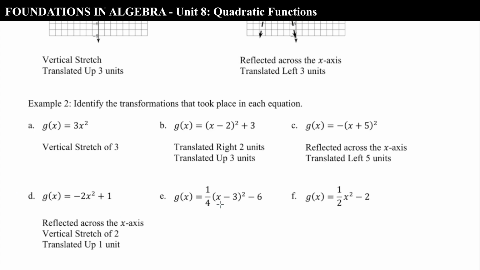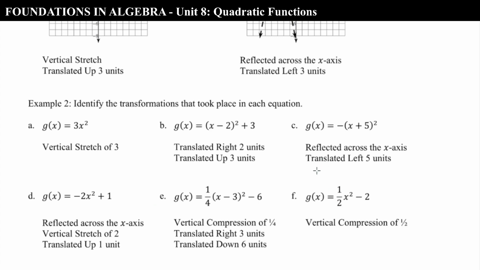For E, we have a 1/4 out front. Our A is less than 1, so we are compressed. We also have an H value of 3, and it follows a minus, so we're going to the right 3 units. And then finally, we have a minus 6 on the end, so we're going down 6 units. And then for F, we have a value of 1/2, so we are compressed by a factor of a half. And then we have a minus 2 on the end, which means we're going down 2 units.